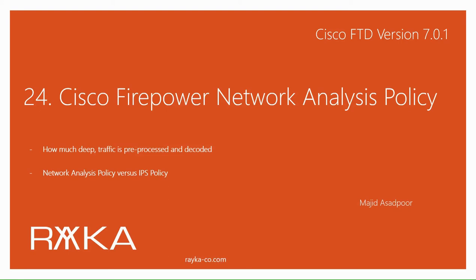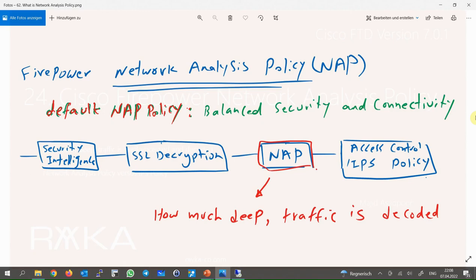Cisco Firepower Network Analysis Policy determines how deep traffic must be pre-processed and decoded before it is inspected by access control and IPS policy. Some features like data loss detection or port scan detection require deep traffic pre-processing. Network analysis policy occurs after security intelligence and SSL decryption, but before access control and intrusion policy begins.